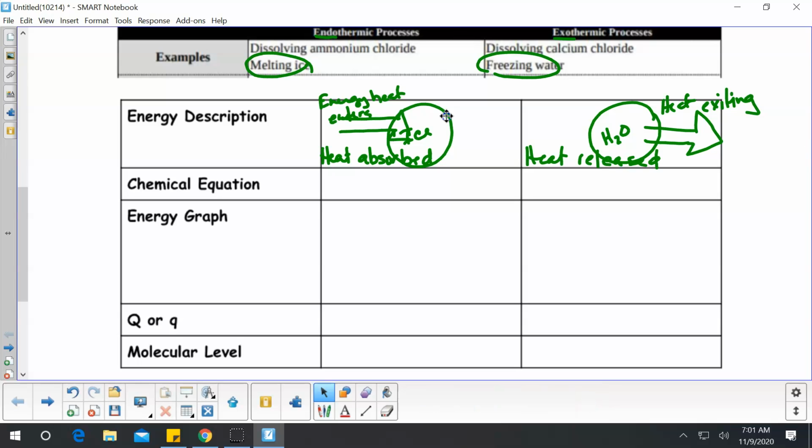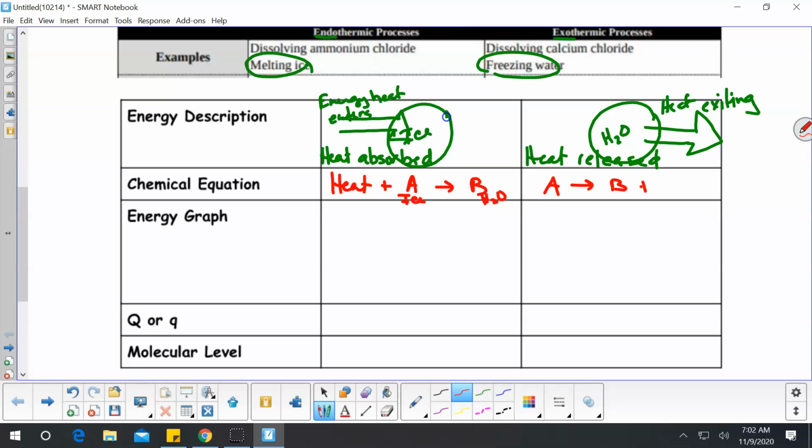Now, if we wanted to write an equation for this, since heat is being absorbed here, we would say heat plus A yields B. So in other words, this could be our ice for A, and B would be our water. So on the other one, for exothermic, we would say that A yields B plus heat. It's given off. So in other words, this would be our water, and then this would be our ice.